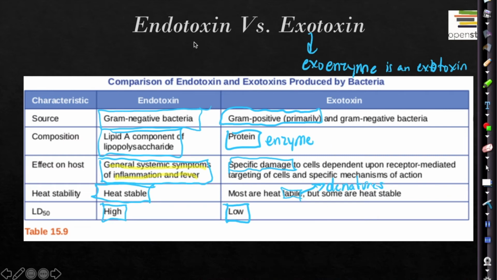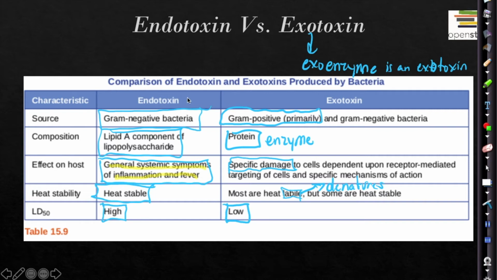So endotoxin versus exotoxin. Exotoxins, these are primarily exoenzymes. So gram-positive bacteria particularly release exotoxins. They are protein enzymes. Specific damage, they can be denatured by heat, and their LD50 typically is a low LD50, which means it only takes a little bit of them to cause cells to die.